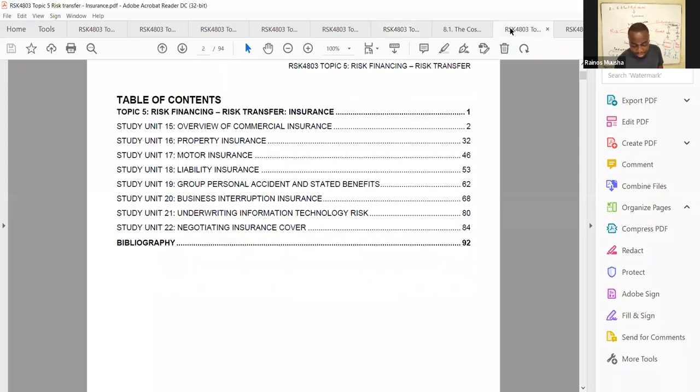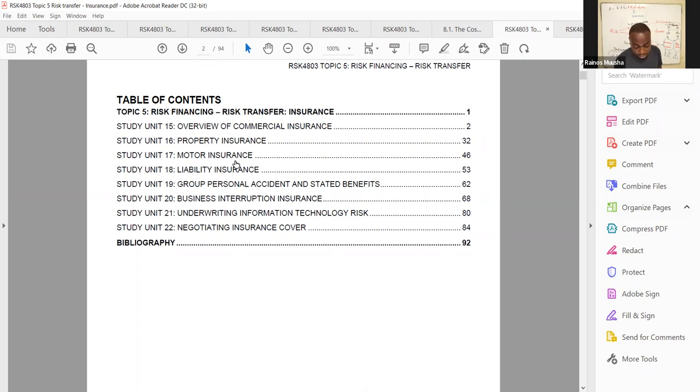So what the lecturer has done is that he has streamlined those two study units into one, where you look at the overview of commercial insurance. Instead of having those two study units, he's basically removed unnecessary information and streamlined them into one study unit. So the material that you previously found in study unit 15 and 16 is now found under the overview of commercial insurance. It's basically summing them up together as well.